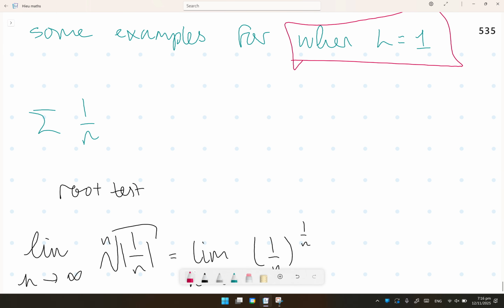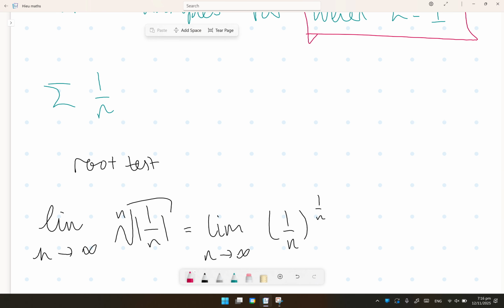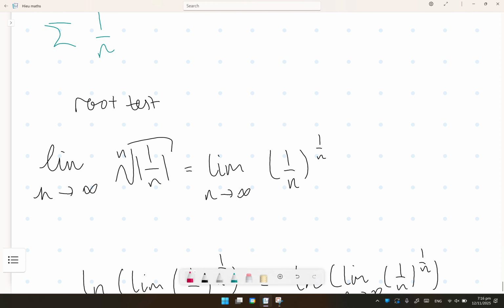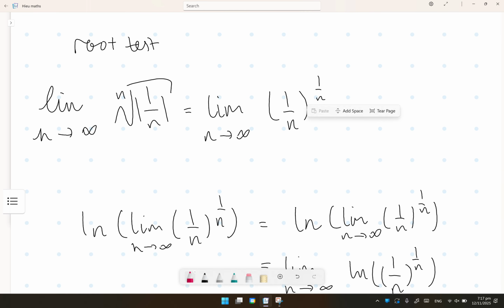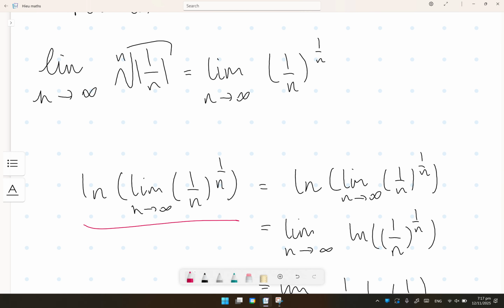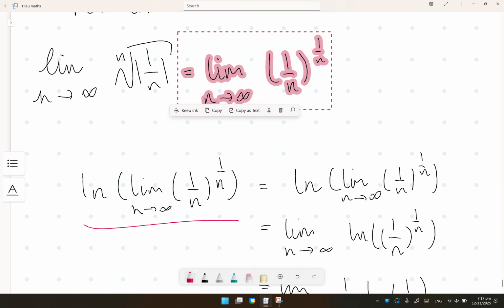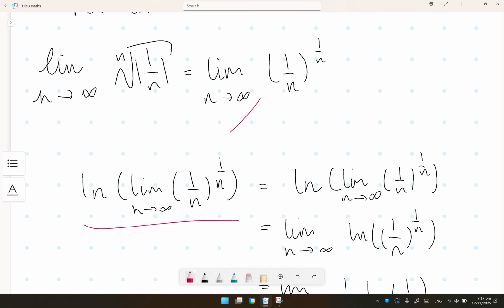But let's see. So the sequence of 1 over n, let's do the root test of that. So the root test of this would give us the nth root of that. So it's 1 over n to the power of 1 over n. How do we do this? We use the continuous function theorem. So what you do is you take the ln of the limit. You take the ln of the whole function. You see how this whole function goes in? You take the ln of that.